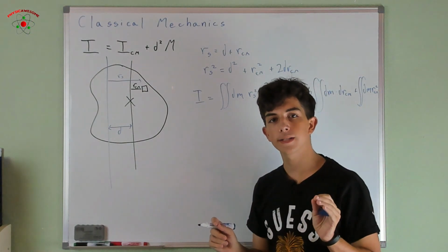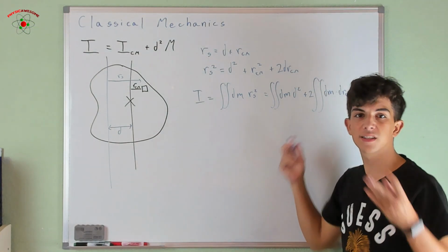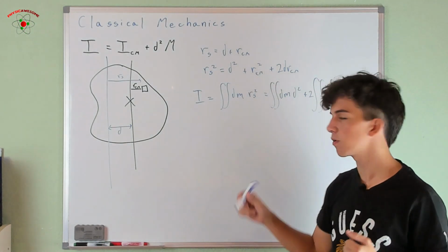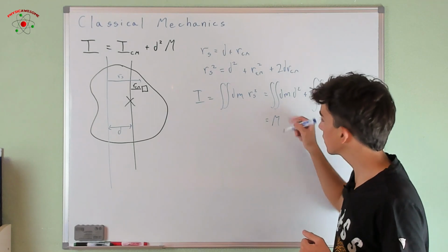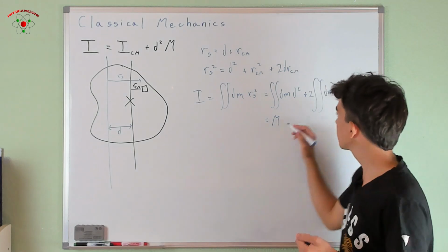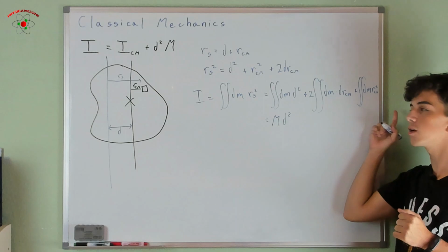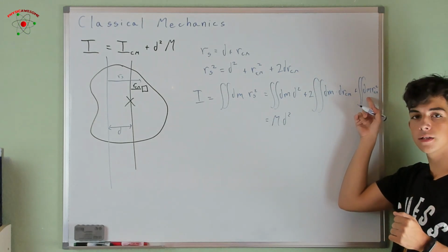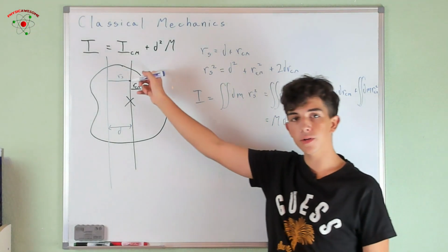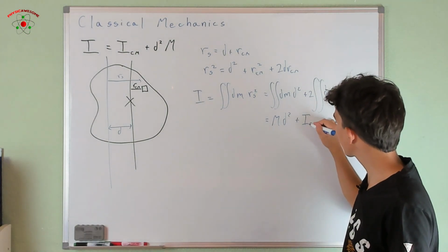Now, you may recognize some things over here. First of all, d squared doesn't change. It's a constant. Therefore, it can go out of the integral, and we have m, the total mass, if we're integrating over the total mass, so we arrive at this result, m times d squared. Next, over here, we have the integral of dm times RCM squared, and this is no other thing than the moment of inertia around the center of mass. Therefore, this is equal to I CM.